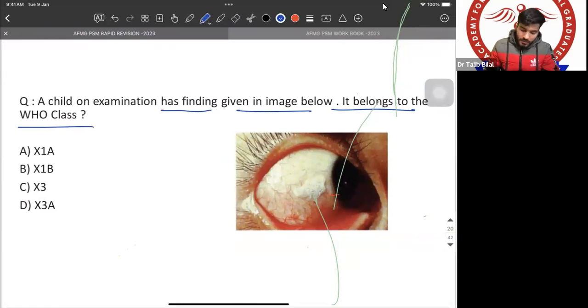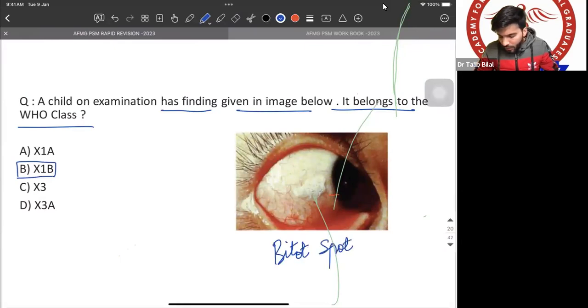Okay, it's Bitot spot, X1B. What is your probable diagnosis, guys? Bitot spot. Guys, all the vitamins are very important. Let's recall the vitamins fast.